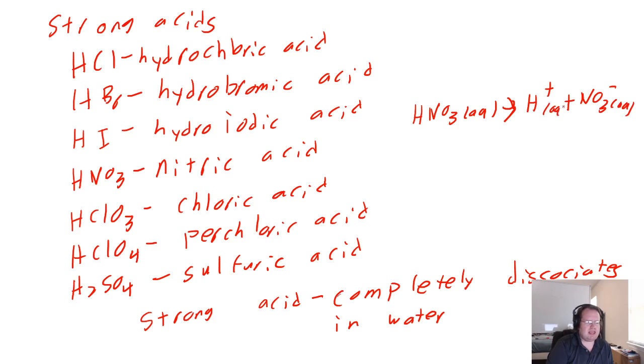Now, if it is not a strong acid and is instead a weak acid, this isn't what happens. So if you have something like, let's say, acetic acid, the compound in vinegar, a small amount of it dissociates to form H plus, but a lot of it stays as the original molecule. So weak acids don't completely dissociate.